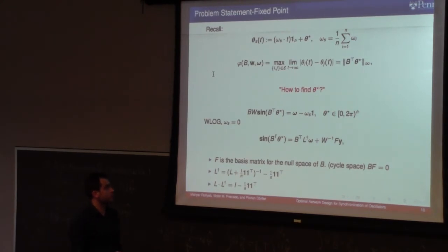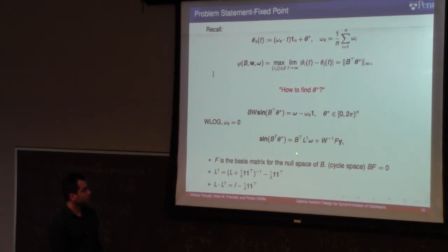So I want to find theta star. From this equation, it can be seen that I want to solve for sine of B transpose theta star first. So sine of B transpose theta star is this first term plus this second term. What are these terms? The first term is a particular solution. If you substitute this particular solution into this fixed point equation, you can see that it satisfies, right?